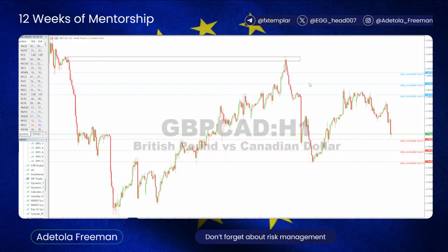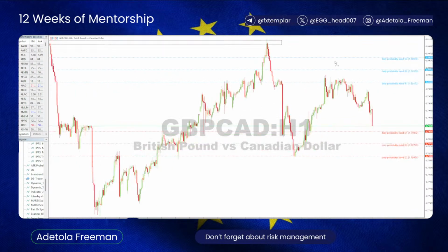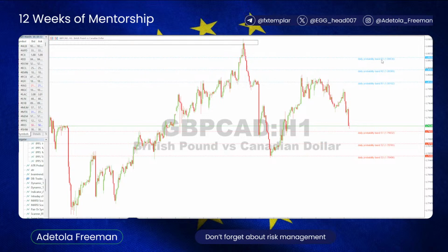We want to mark out our ATR probability levels, and you can see these are the 3 levels. Daily probability R3, daily probability band R2, daily probability band R1. Once we have that marked, we look for our demand and supply zone.